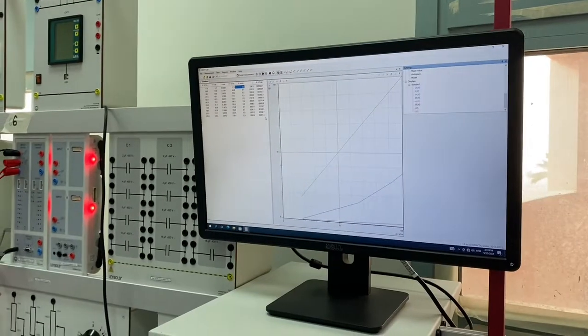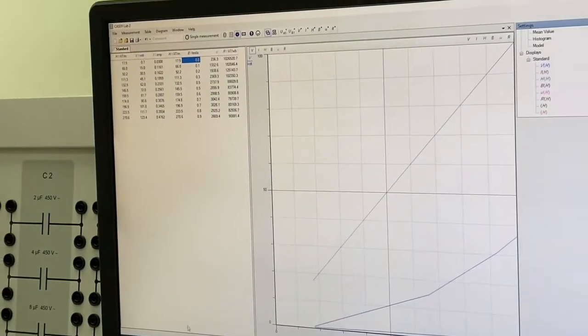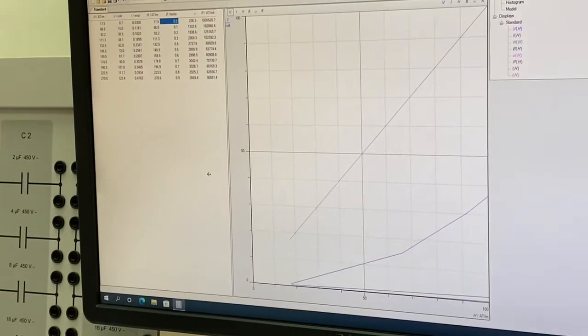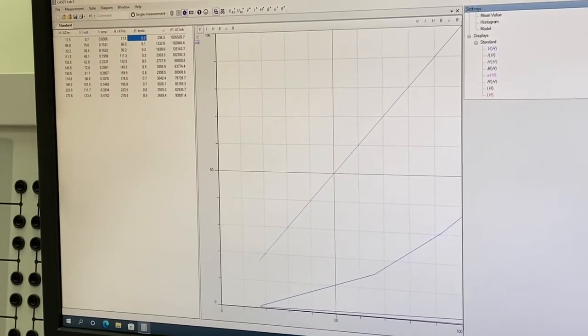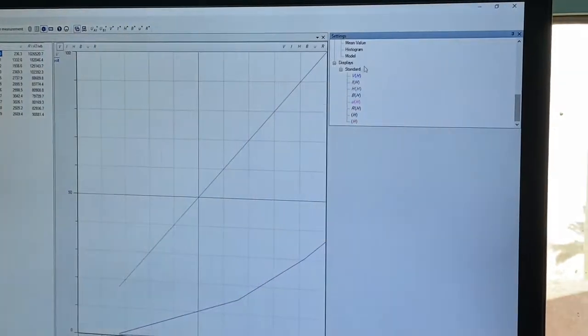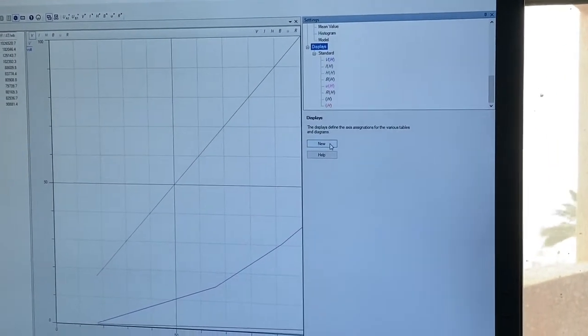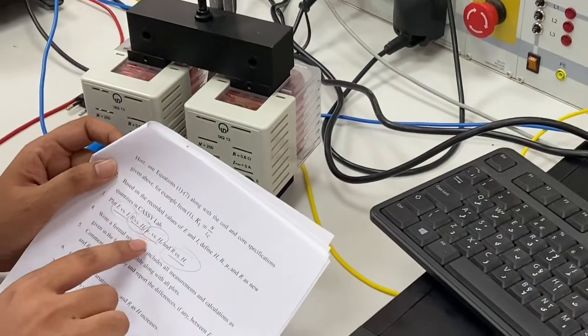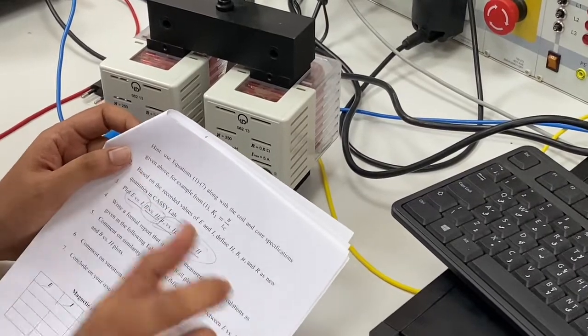Now we have collected all the data. 11 sets of data we have collected, from which we have to calculate the value of voltage, current, reluctance, and so on. So the last step is to see the curves now. In the lab manual they asked us to plot 4 curves: voltage versus current, B versus H, mu versus H, and reluctance versus H. One by one we will plot the curves, and I will show you the curves here.